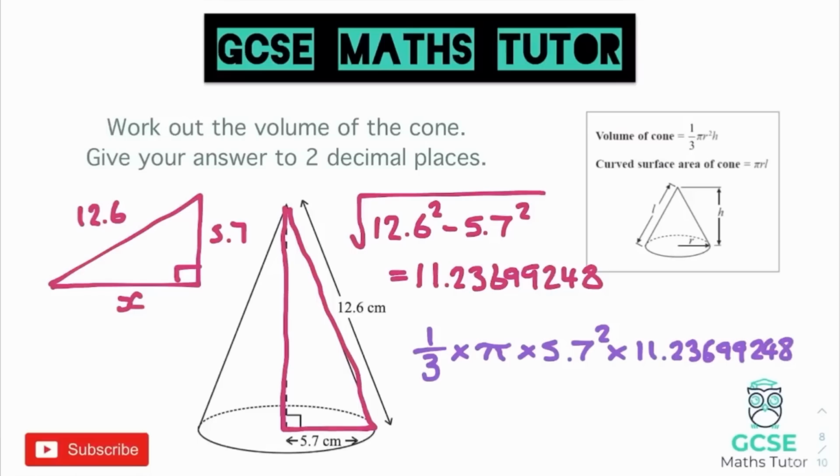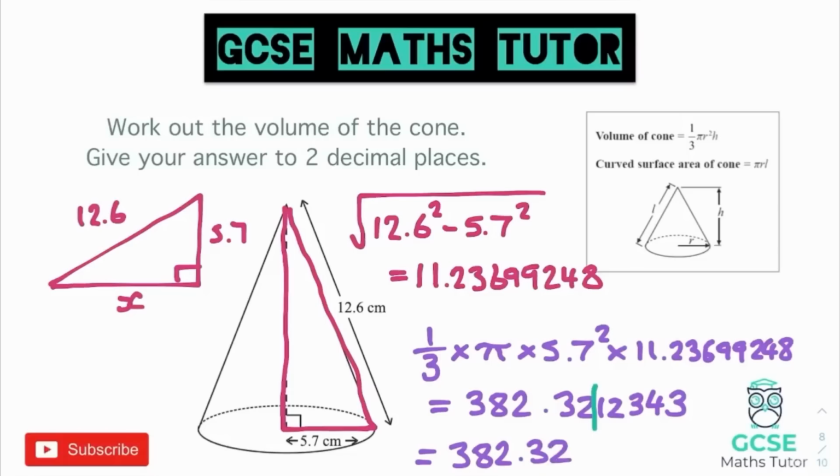There we go. I'm going to leave that number on my calculator so I don't have to type it back in. So I've got 1/3 multiplied by pi multiplied by 5.7 squared, and then I'm just going to press times the answer, and that will put that previous answer in, and I will get a final answer here of 382.3212,343. And again, finishing this question off, we just need to round it to 2 decimal places, so after the 2, and that is going to give us a final answer here of 382.32 volume again, so centimetres cubed. And there we go, there's our final answer.